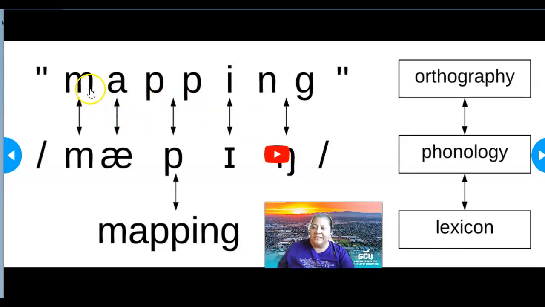So here we have these letters that together we see how they form these sounds. So map, and then the P, 2 P's to make that sound when you add the ing, mapping. So this is the orthography, this is the phonology, and then you have your lexicon. We just say mapping and we can automatically envision what that is.